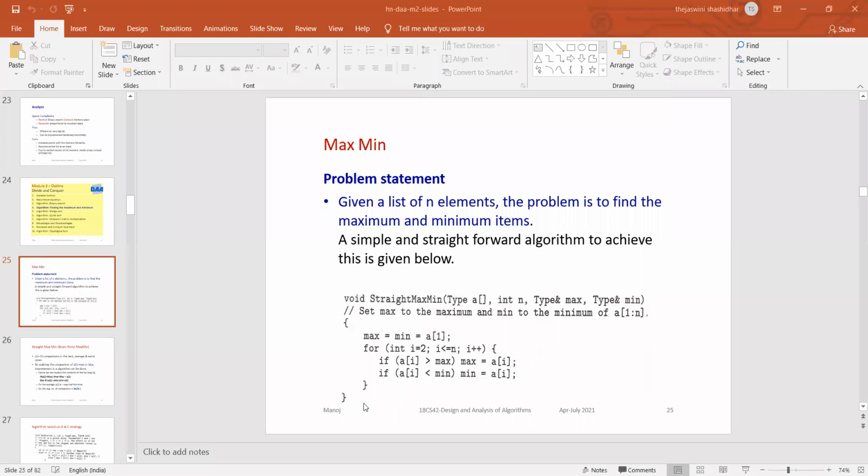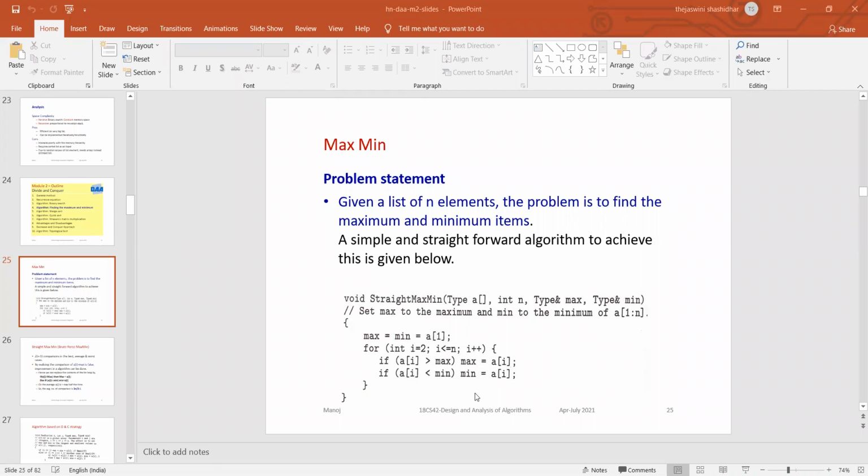Okay. So similarly, if A of I is less than minimum, what is A of I here? A of I is nothing but A of 2 only. If A of 2 is less than, what is min? Min is A of 1 only. If A of 2 is less than A of 1, what will you do? If it is lesser than min, then min is equal to A of I.